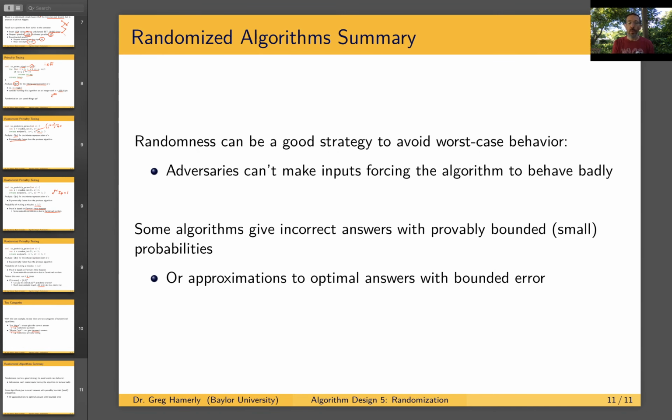I want to summarize it with this. Randomness, making random decisions in algorithms, can be a good strategy to avoid worst case behavior, because if we think about an adversary trying to construct an input that forces our algorithm to behave badly, it's much harder to do when we make random decisions. We can make algorithms that make random decisions and give incorrect answers sometimes, or give approximations to optimal answers, but we can sometimes, using math often, bound the chance that we are incorrect or bound the error on our approximation answer. So that's the very high level idea of what randomized algorithms are all about.